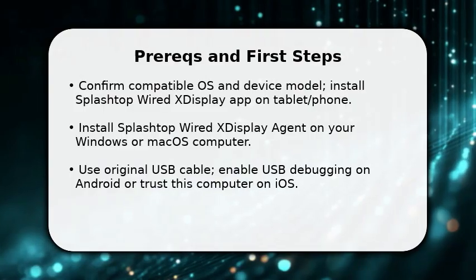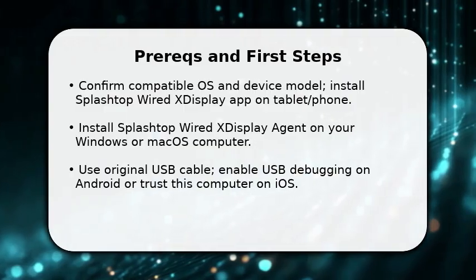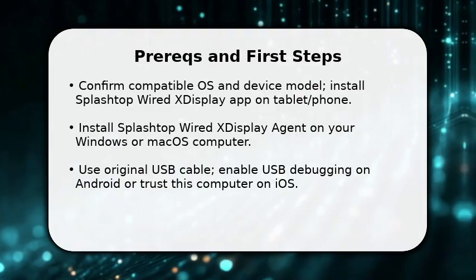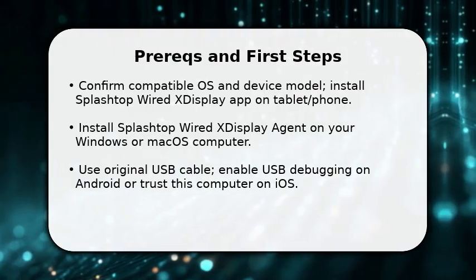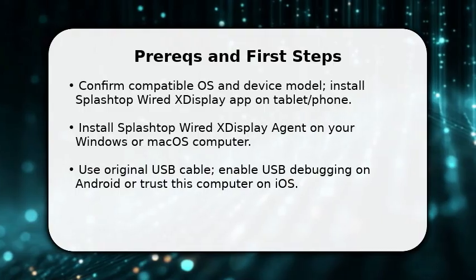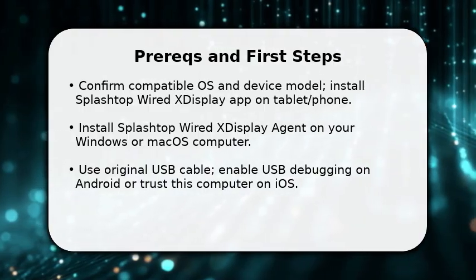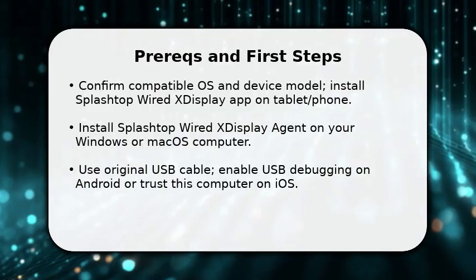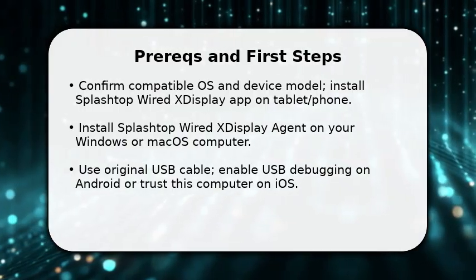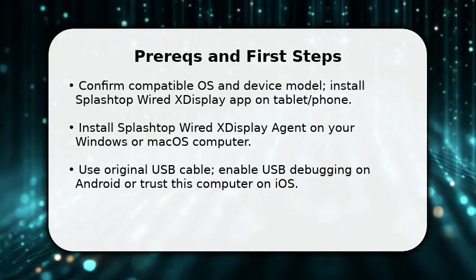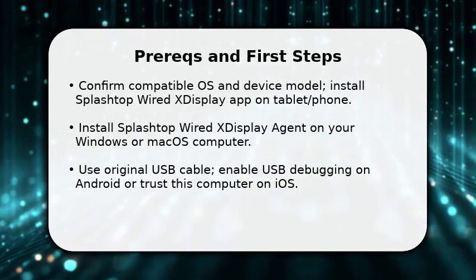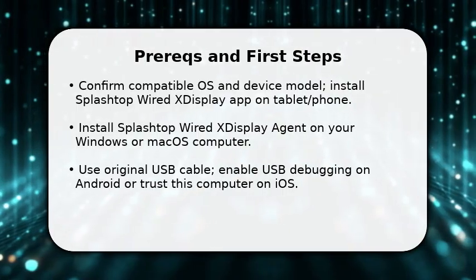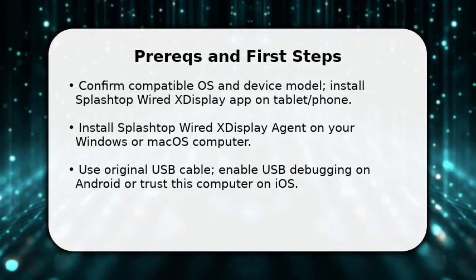You start by confirming compatibility and installing both pieces, the XDisplay app on your mobile device and the agent on your computer. Once done, plug the device in with an original USB cable and, if Android, enable USB debugging in developer options. If iOS, tap Trust when prompted. Make sure the agent is running on your PC or Mac and that firewalls allow the app. This gets you connected at a system level, so the computer can stream the desktop to your tablet or phone.